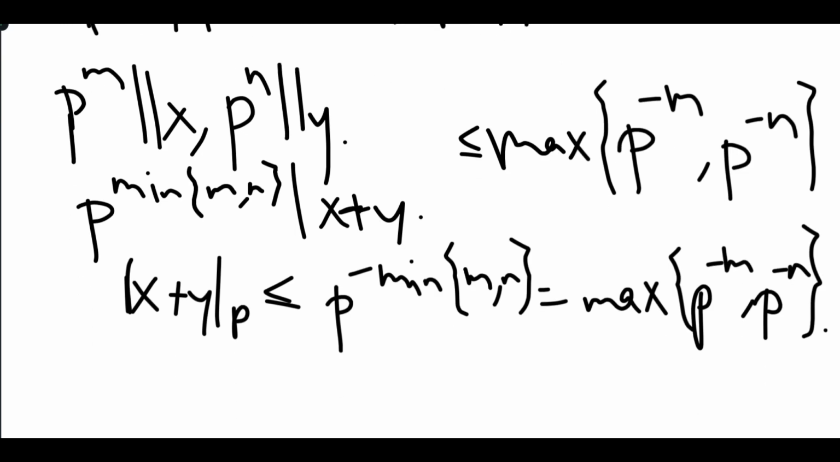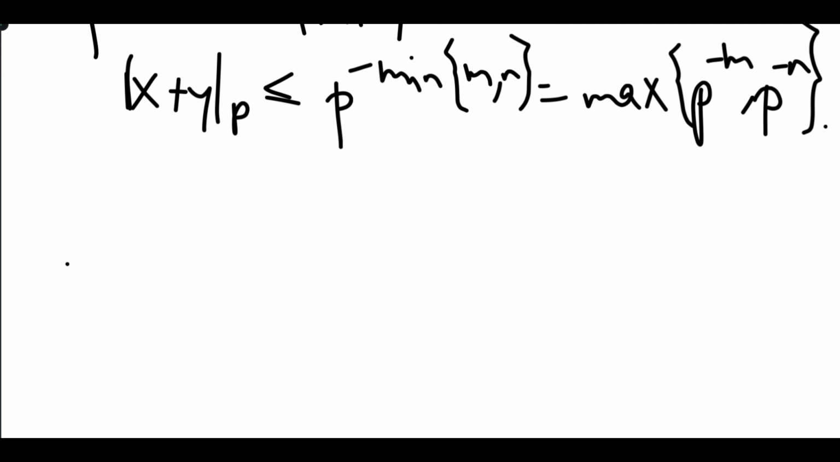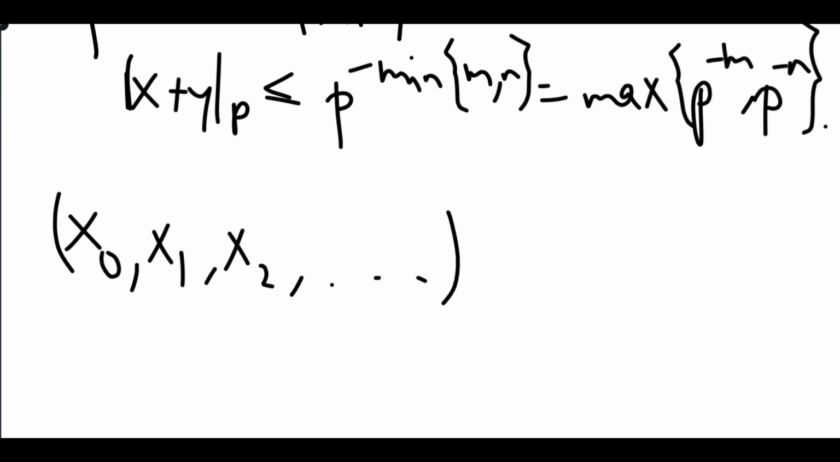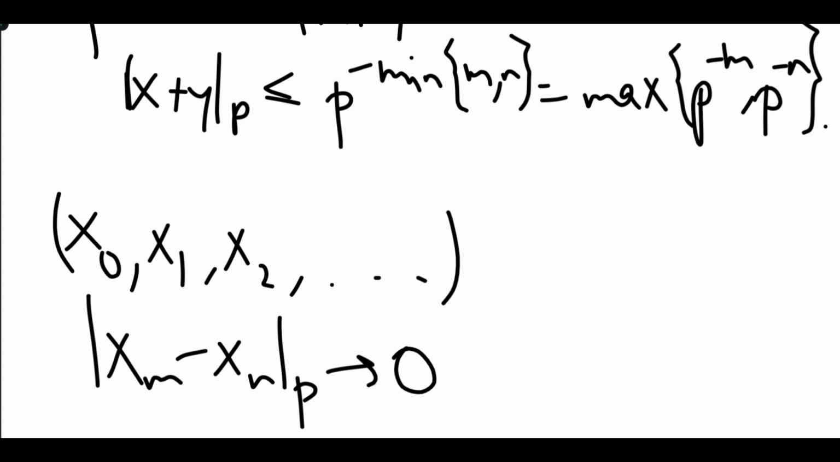So we can look at what happens when we have a sequence of rational numbers where the differences between these go to 0 with this p-adic absolute value. What does that mean? Maybe it's easiest to think about what it means for integers. With integers, it means that the differences are divisible by higher and higher powers of p.